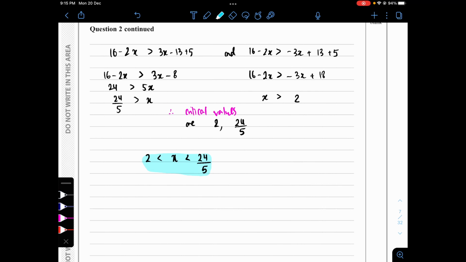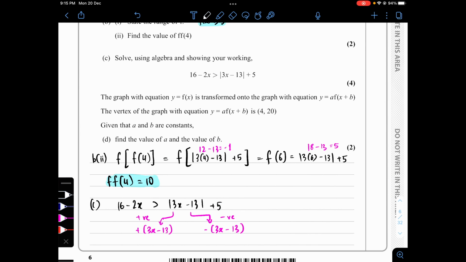Okay, so now let's look at D. They're telling us that the graph with the equation y equals f of x is transformed onto the graph with y equals a f of x plus b. So we know a is a scaling factor, so it affects the y values. We're multiplying them. And b means we're shifting it. This is only a shift, a translation left or right, depending on what b is.